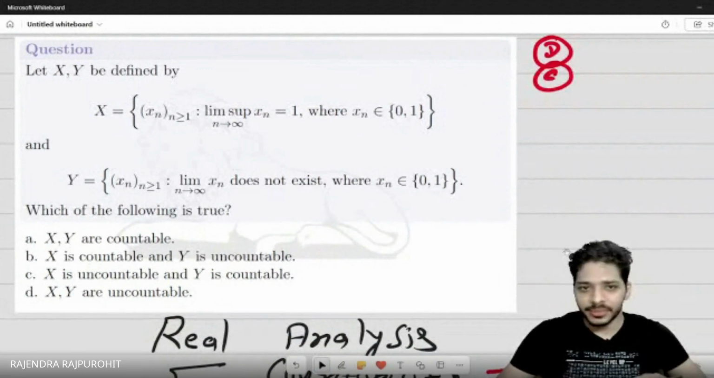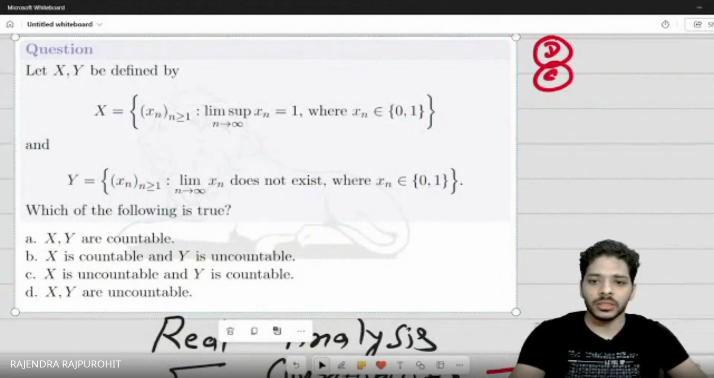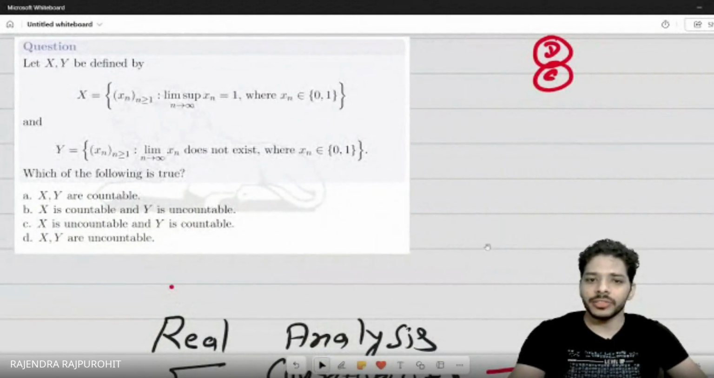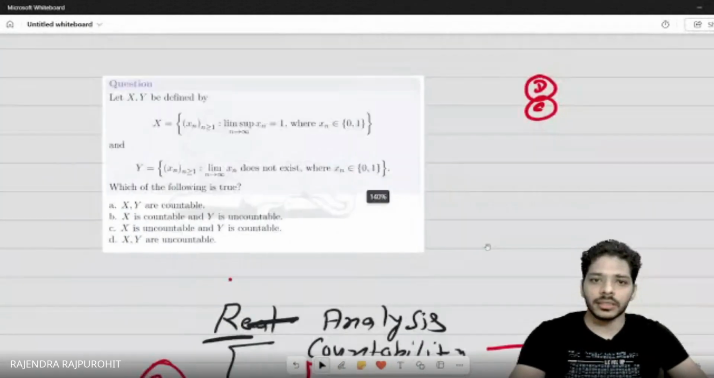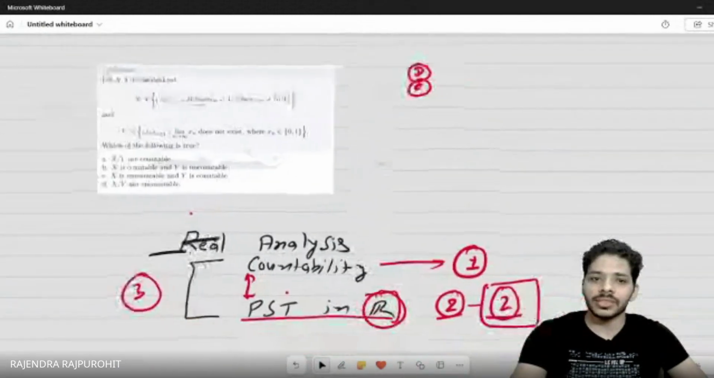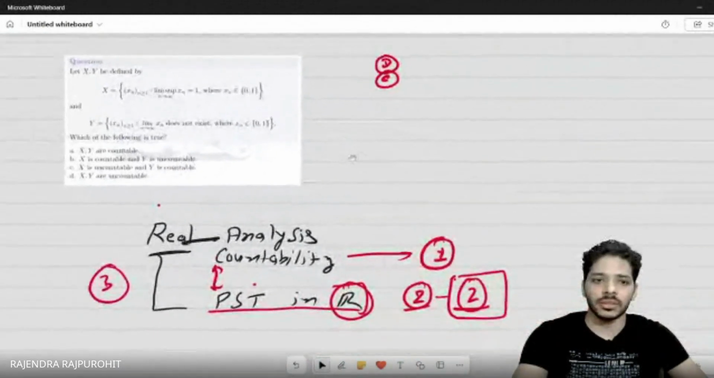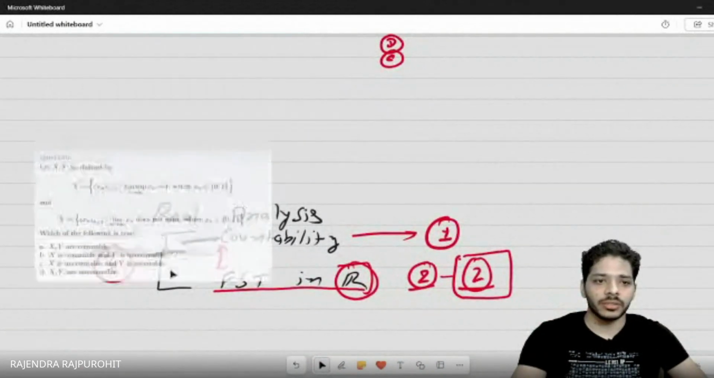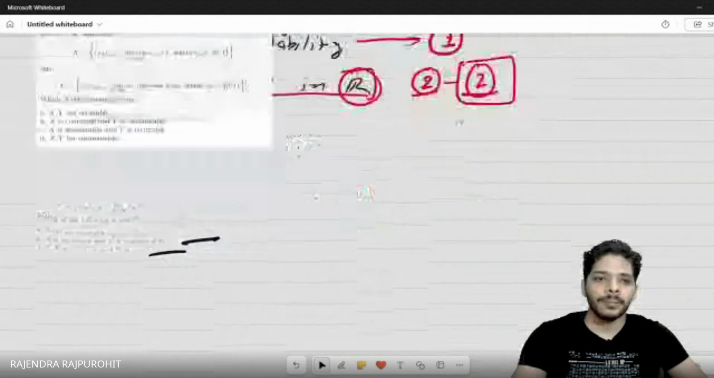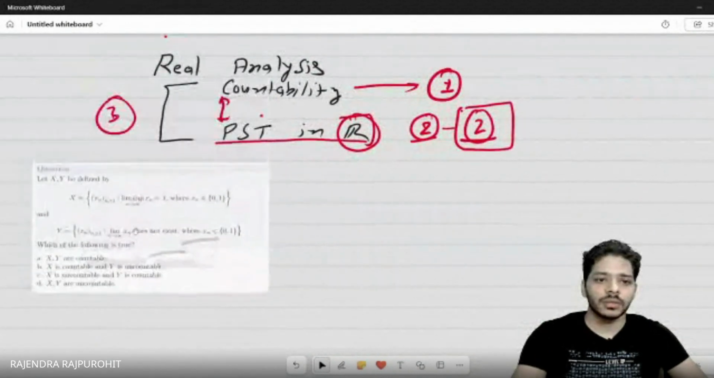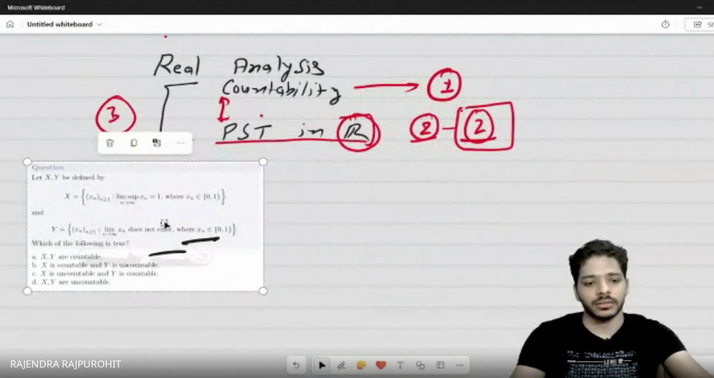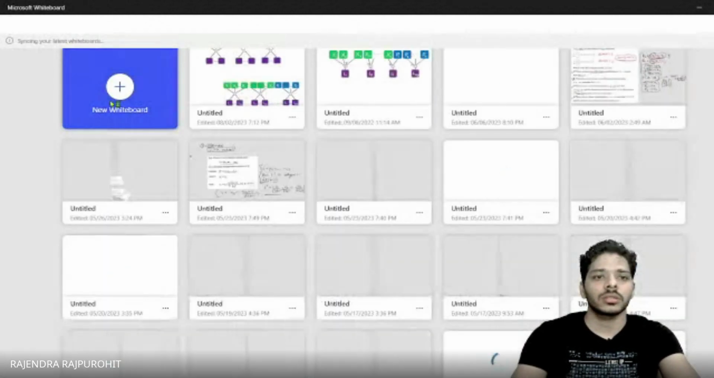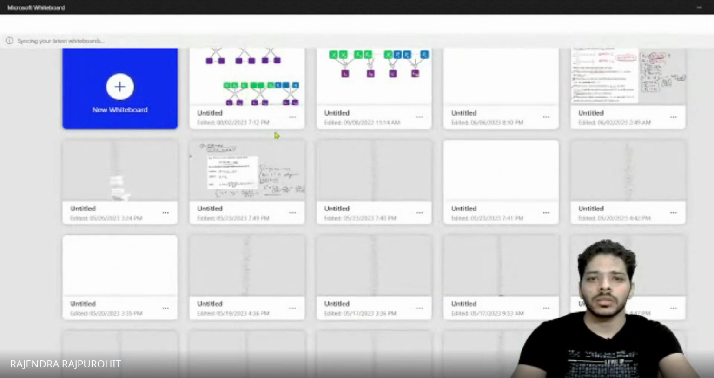Okay, so let me solve it now. So you have been given two sets, and both of them contain sequences in 0, 1. Okay, so let me talk about each of them one by one. Right. This pen is really irritating us. Just give me a second. I'll take it to another book.